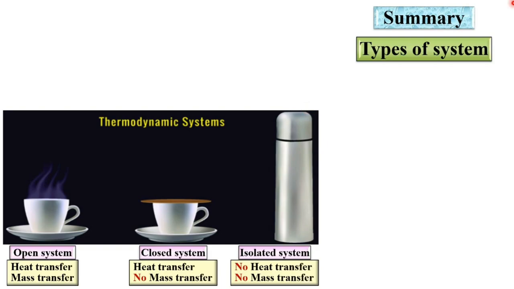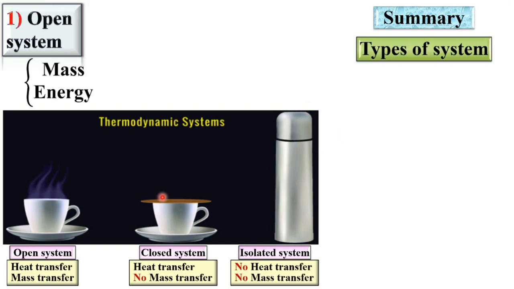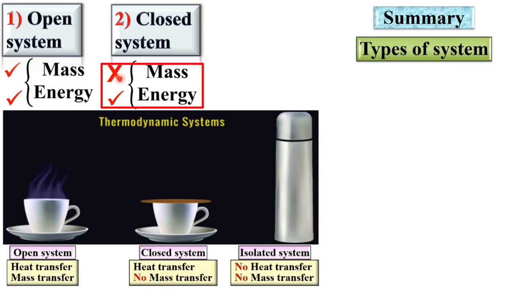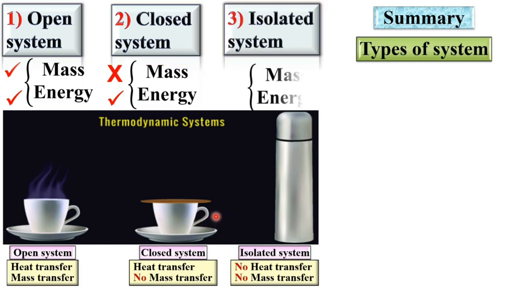Now the summary of the types of system. Here you can see the first one is the open system, where heat is transferred as well as mass is transferred, and so it is called an open system. Here you can see in this figure. Second one, closed system. Heat transfer is possible but no mass transfer. So here in the symbolic notation you can say due to the cap mass cannot be transferred. Only heat can transfer from this surface. And in case of the isolated system, no heat transfer as well as no mass transfer.